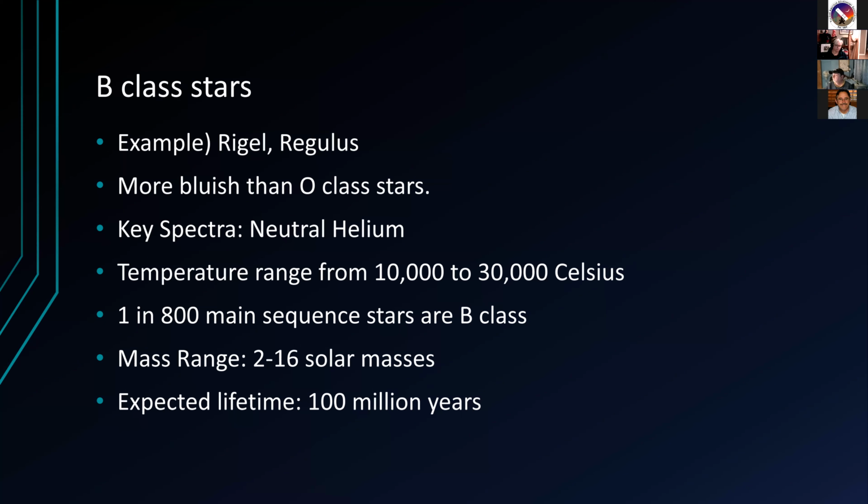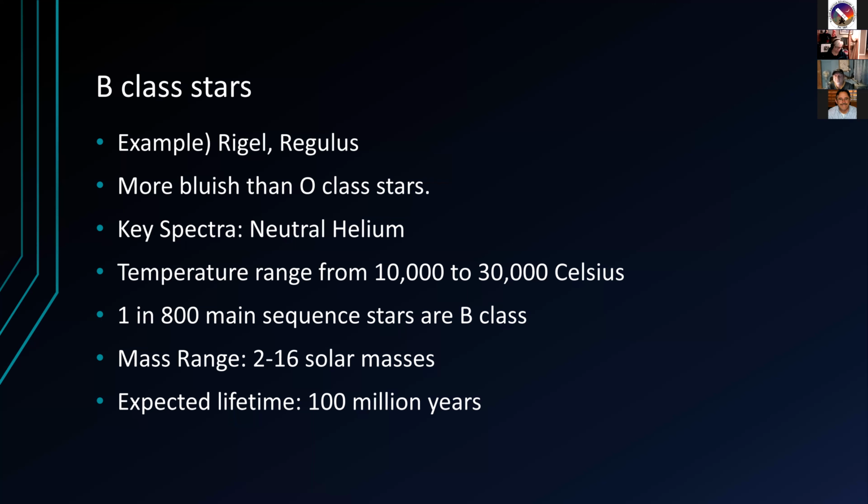B-class stars have a temperature range from about 10 to 30,000 Celsius, so significantly cooler, still really, really hot. I would not want to stick my hand in either of these stars. And they're significantly more common than O-class stars, with instead of being 1 in 3 million, it's around 1 in 800. As we get farther and farther down into the cooler stars, they become significantly more common.